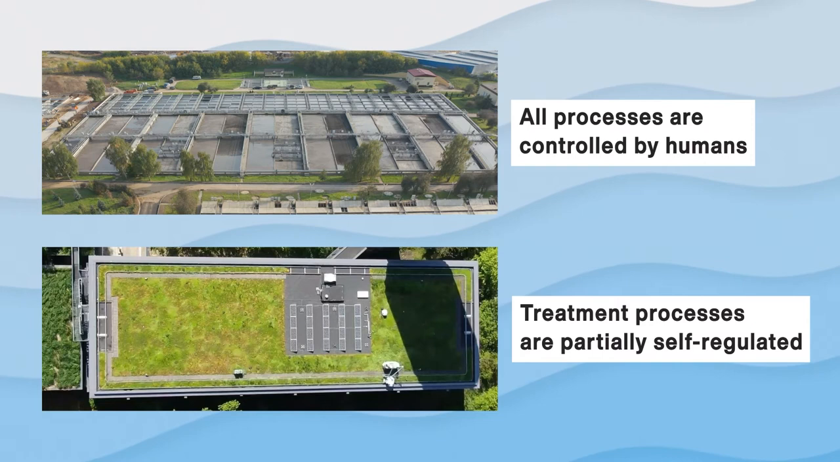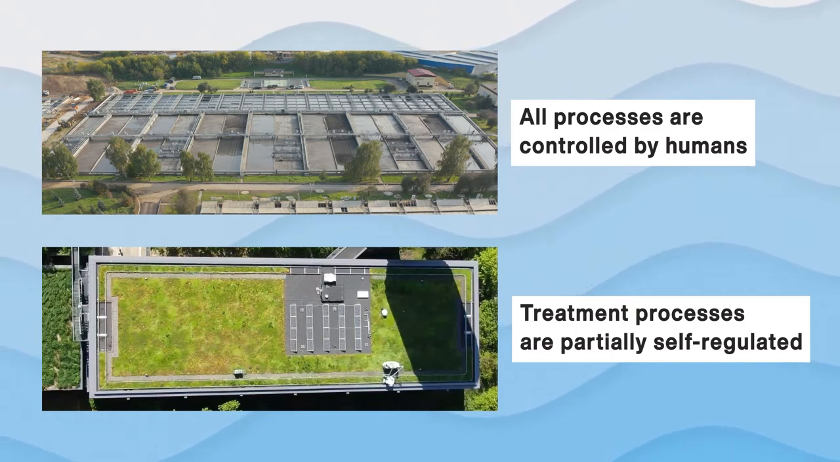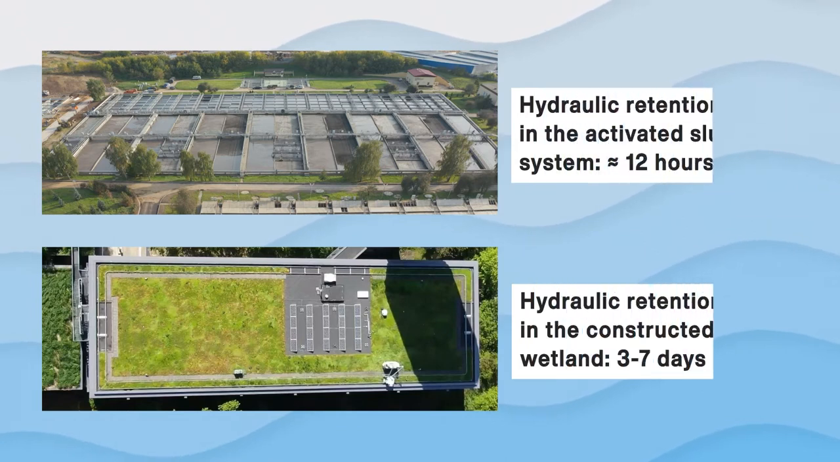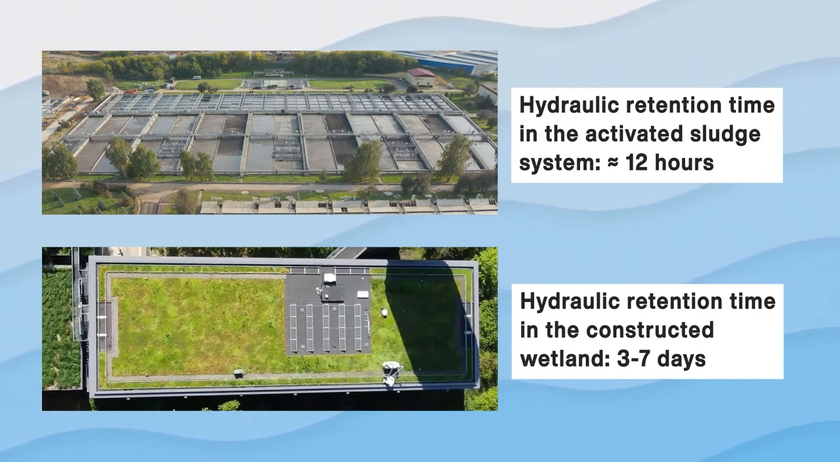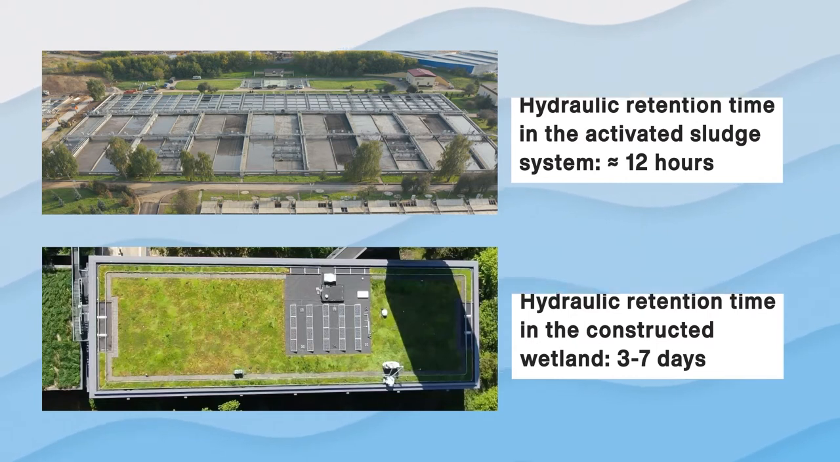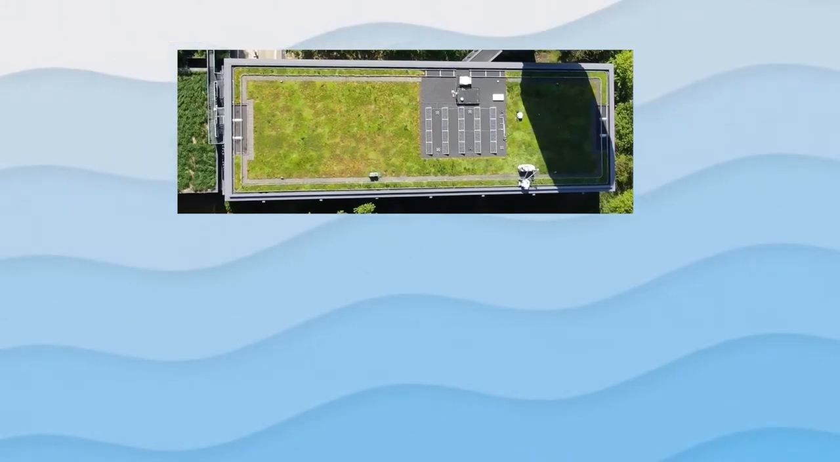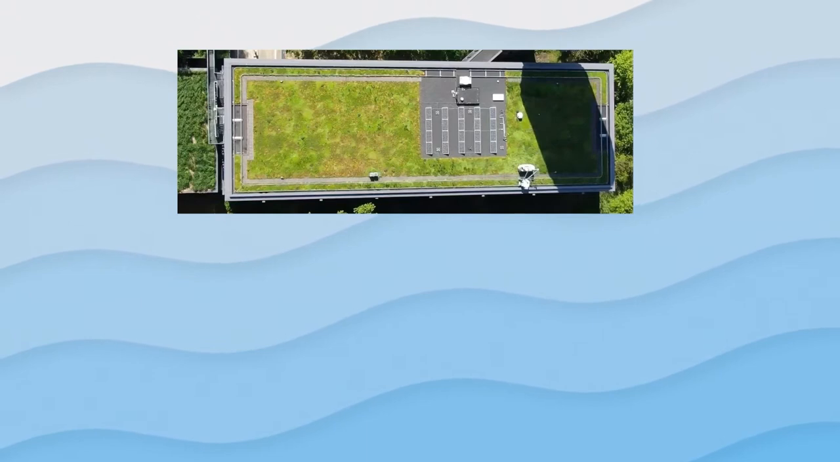Thanks to the self-regulating processes and a combination of detrital and grazing trophic chains, water treatment is much more effective in constructed wetlands than in activated sludge systems. Since hydraulic retention time in the constructed wetland is several times more than that in activated sludge systems, trophic chains in the wetland have time to adapt to the changes in wastewater composition. This adaptation is promoted by biological processes related to either the grazing trophic chain or the detrital one.